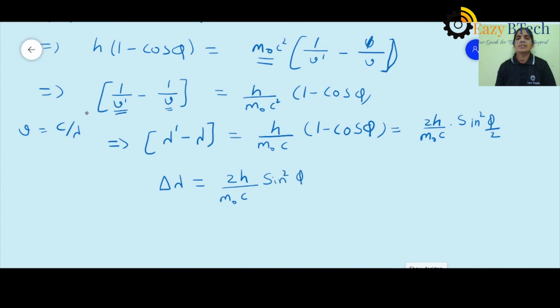So using this, we can calculate Compton shift. So we can expect numericals on this formula. Given your scattering angle, you will be asked to determine Compton shift. Otherwise, if you are given your Compton shift, we can work out your scattering angle. As we know, h is Planck's constant, m naught represents the rest mass, and c is the velocity of light. Since these are fixed values, we can easily calculate the change in the wavelength of a scattered photon. So this is how we have Compton shift calculated.